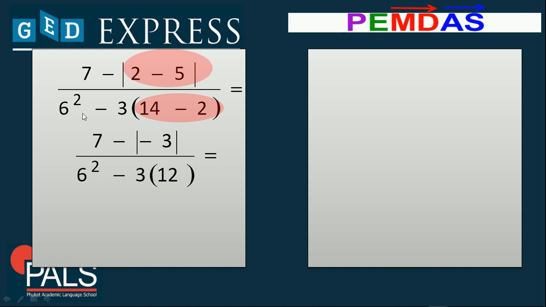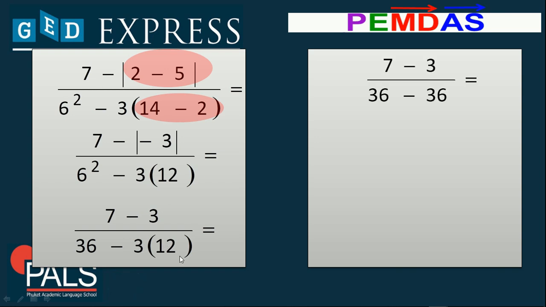In this case, we have exponents. Now 7 minus 3, because if it's in absolute value, that will become positive 3. And we have here the simplified exponent, 6 raised to 2, or 6 times 6, that will give you 36, minus 3 multiplied with 12. So that will give you 7 minus 3, and then 36 minus 36, because 12 times 3 is 36. Now 7 minus 3 is equal to 4, and 36 minus 36 is equal to 0. But 4 cannot be divided by 0. That's why the answer is undefined.